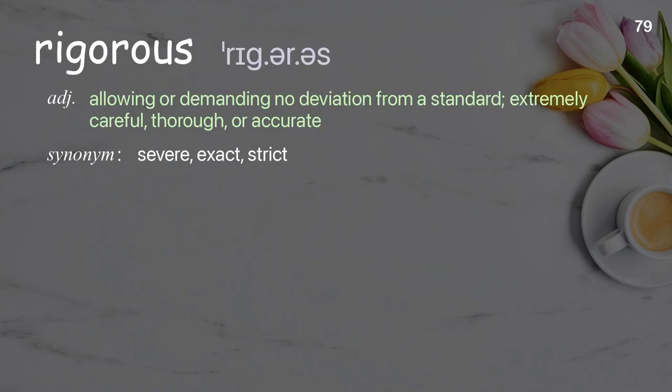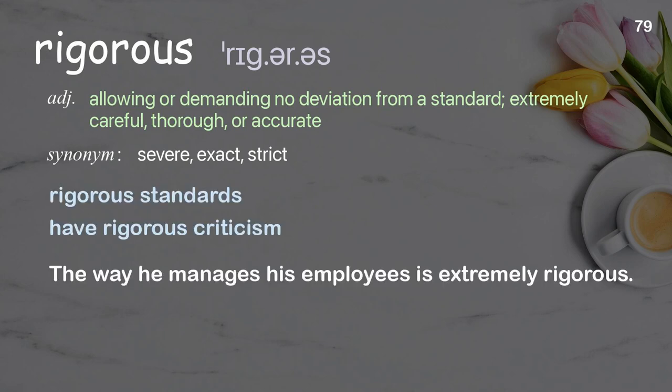Rigorous. Allowing or demanding no deviation from a standard, extremely careful, thorough, or accurate. Examples: Rigorous standards, Have rigorous criticism. The way he manages his employees is extremely rigorous.